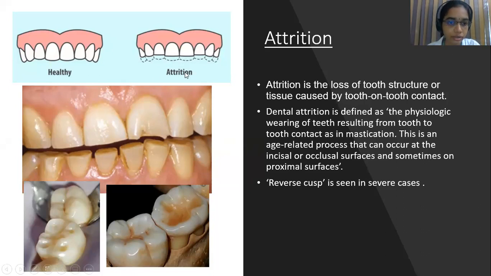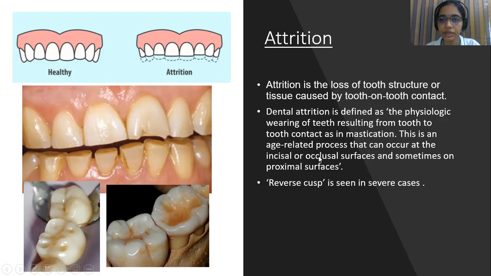Here is a picture showing attrition of the upper and lower incisal teeth. You can see there is a loss of tooth structure, loss of enamel, and the dentin is exposed. Here is an image of a healthy tooth. Here is an image of an attrited tooth. These are attrited occlusal surfaces of molars. Here you can see reverse cusp.